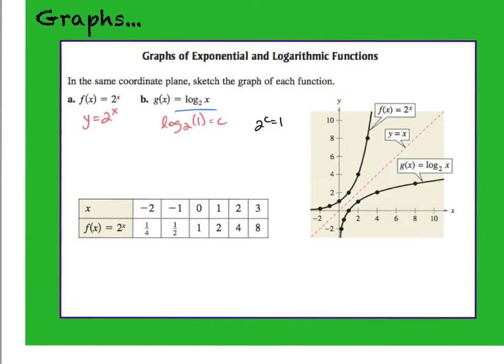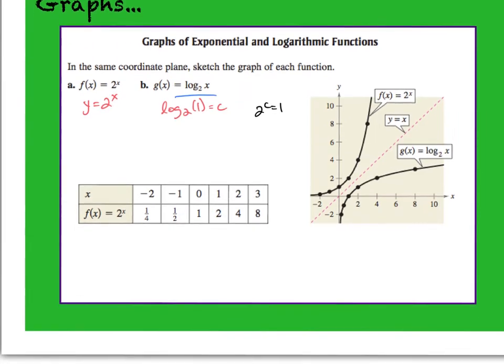So c would equal 0. Log base 2 of 1 is actually 0. So I would have the ordered pair (1, 0). All right, and so I'd have it right there.